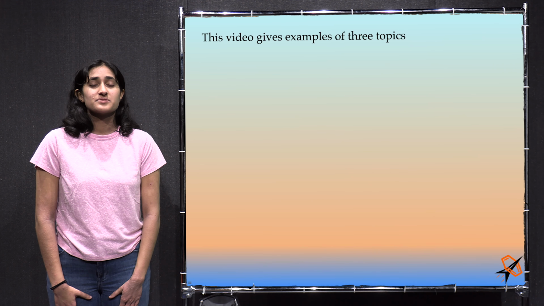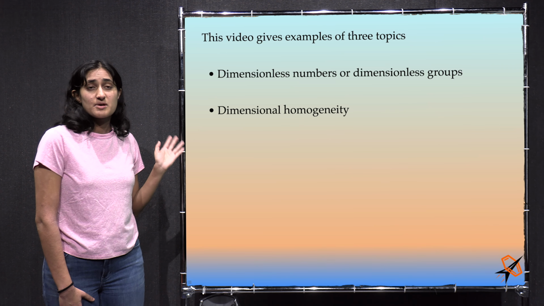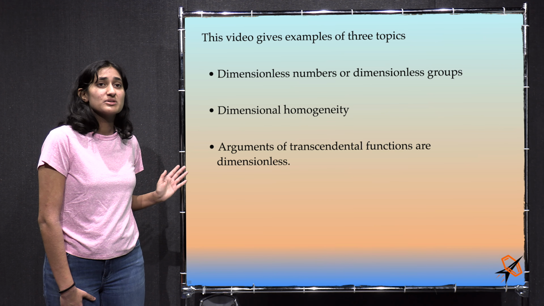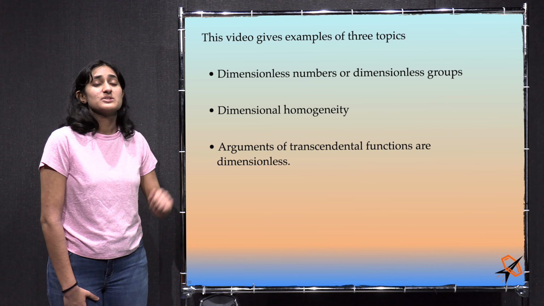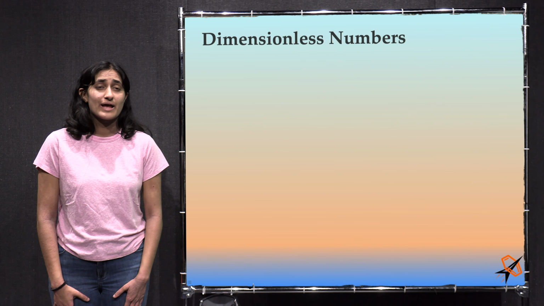Examples gives examples of three related concepts: dimensionless number or dimensionless group, dimensional homogeneity, and the argument to any transcendental function has to be dimensionless. As mentioned in Where Does Sherwood Hide His Unit?